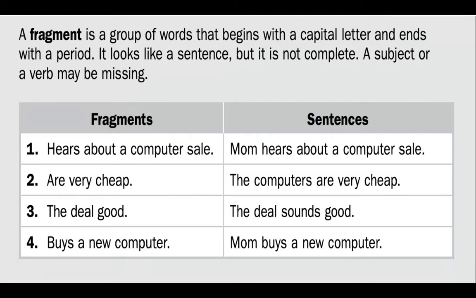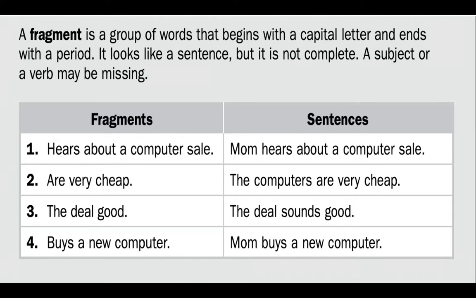In your packet, you will see that a fragment is a group of words that begins with a capital letter and ends with a period. It looks like a sentence, but it's not complete. A subject or a verb may be missing. For example, look at these fragments. Hears about a computer sale gives us a verb, but not a subject. Mom hears about a computer sale is a complete sentence.